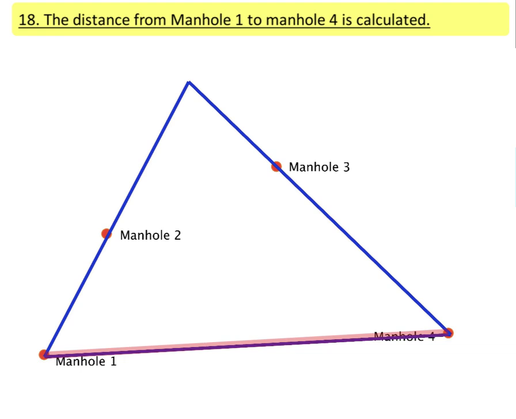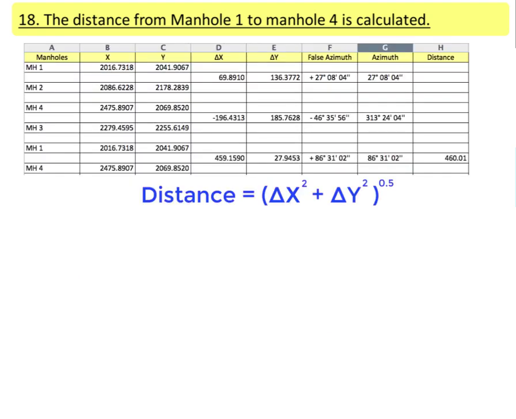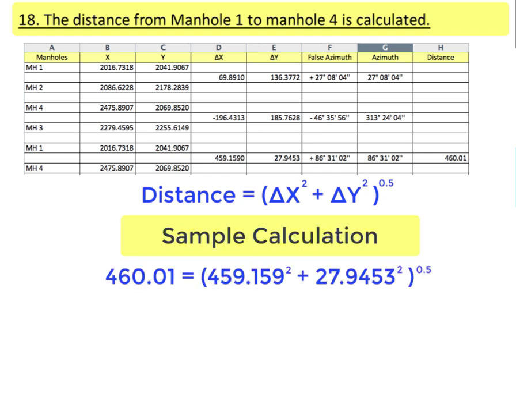The triangle side distance from manhole 1 to manhole 4 is calculated. The distance is calculated by squaring the difference in x, squaring the difference in y, adding the differences squared together, and taking the square root.